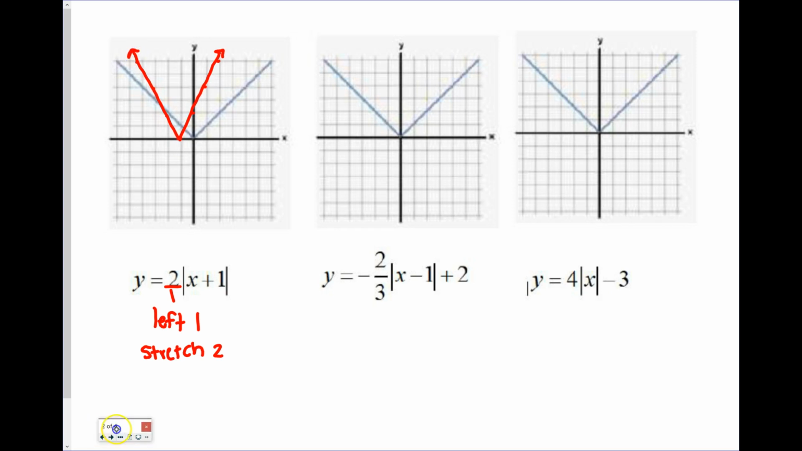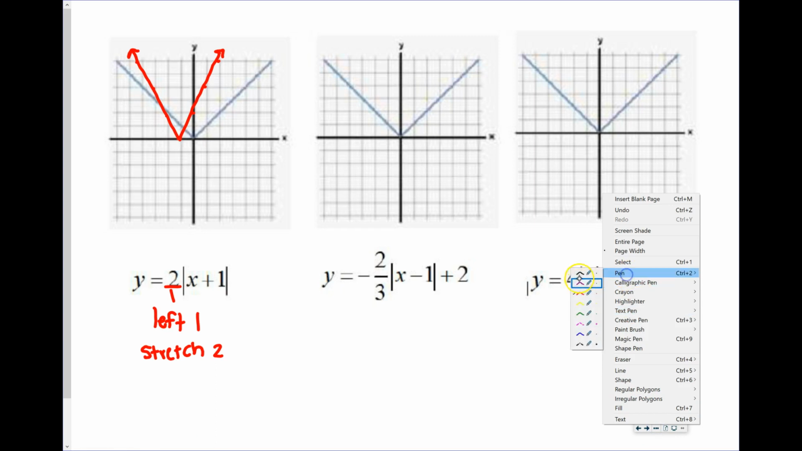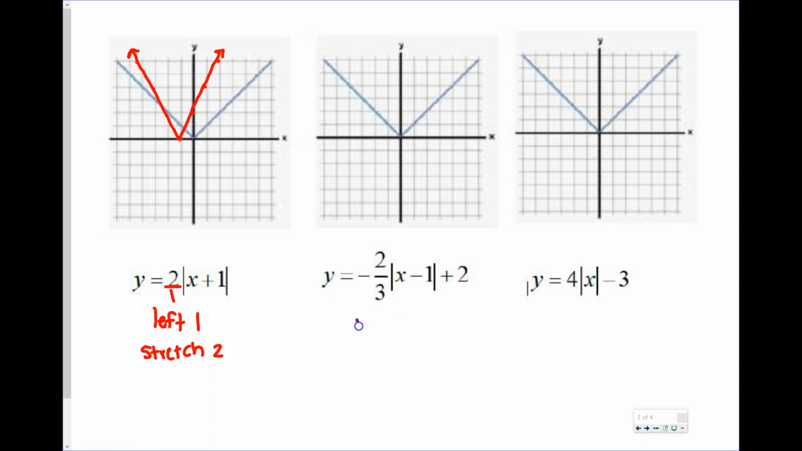The second one, now I've got 3 different transformations. I've got a right shift 1, that's coming from the inside here. I've got an up 2, that's coming from the plus 2 at the end. This is going to reflect, and it's going to shrink by 2 over 3. So let's take this one step at a time. Let's do the right 1 and the up 2 first. So I'm going to go right 1, up 2. There's my starting point for my graph. My new slope for my lines is 2 over 3, but it's going to be facing down.